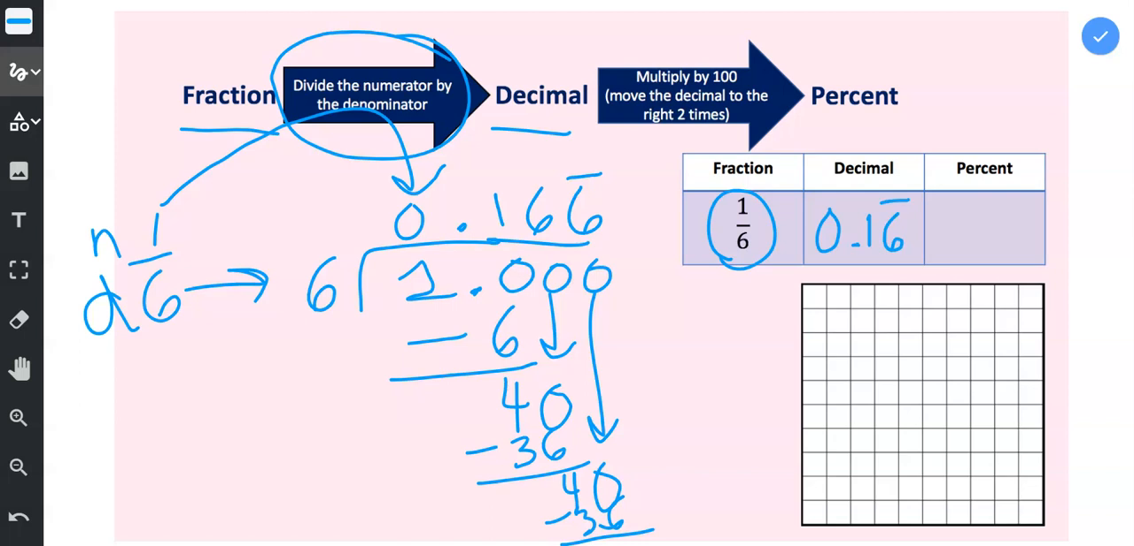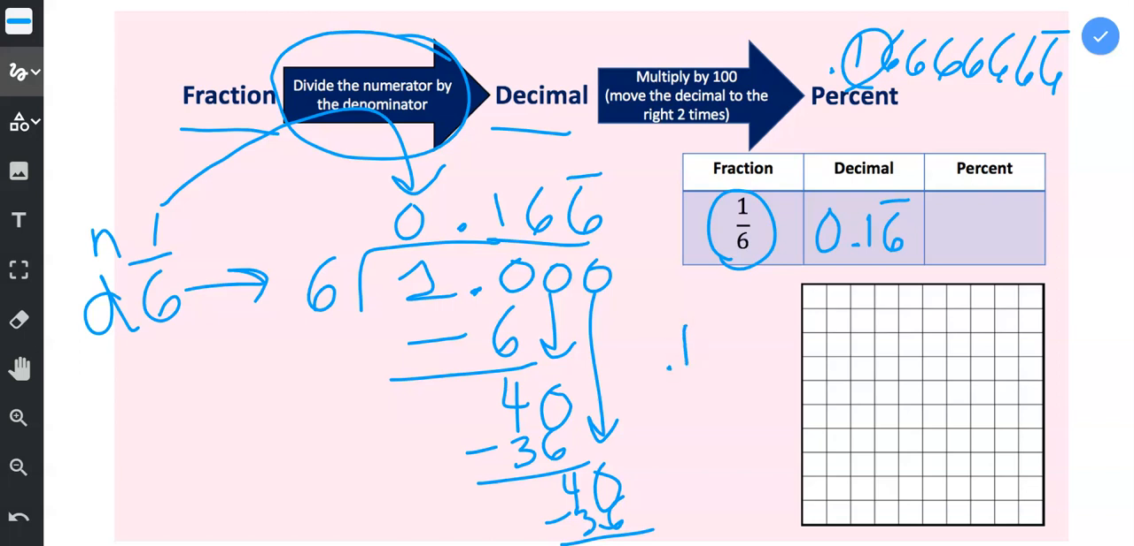The 6 is the only part that repeats. The 6 is the only part that's going to go on forever. So there's 1, 1, and then there's 6's forever. So I only need the line over the 6. Don't put it over the 1.